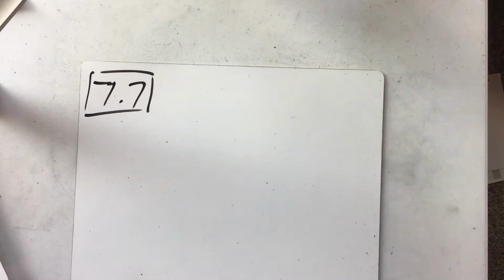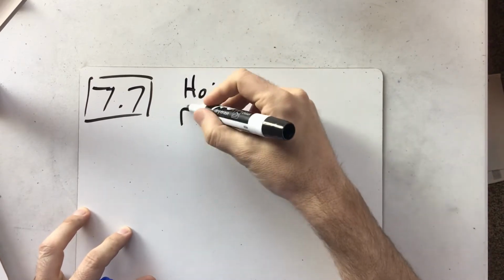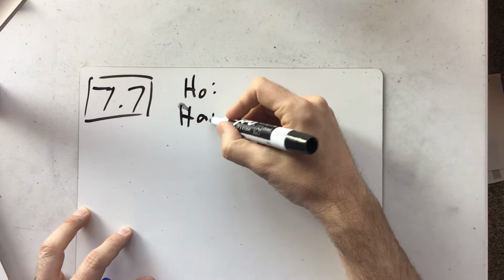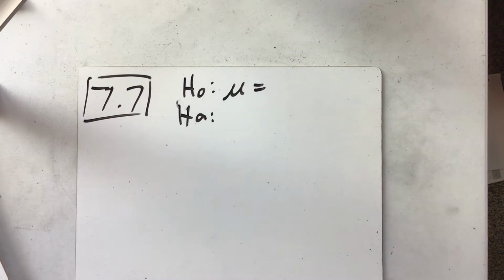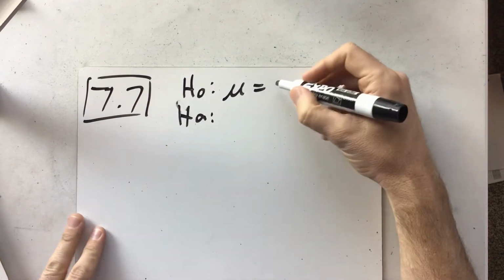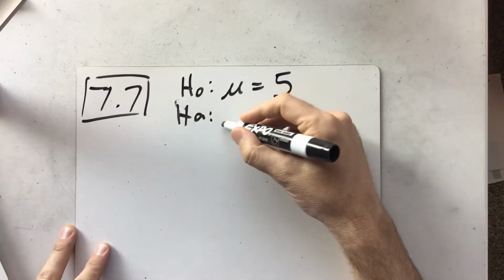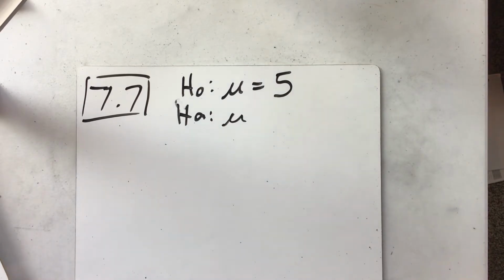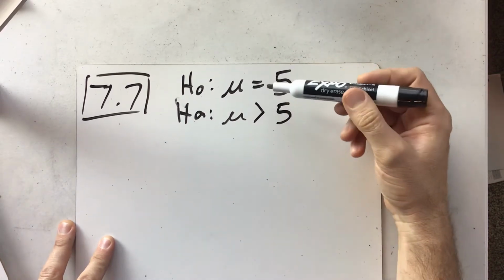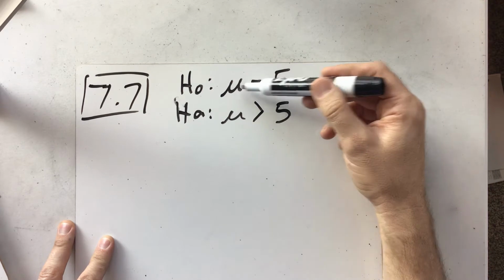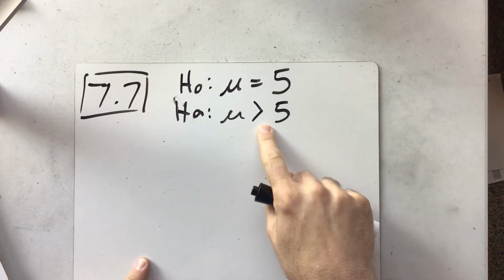Okay, since we're in that case, we're ready to start our problem. Let's write our hypotheses first. If the ad campaign isn't having any sort of impact on sales, then we know that they should sell 5 cars a day. So our H naught is mu equal to 5. What's our alternative hypothesis? If the ad campaign is boosting sales, then the sales have gone bigger, so our mu is greater than 5. At this point, we can see right away that it's a right-tailed test.